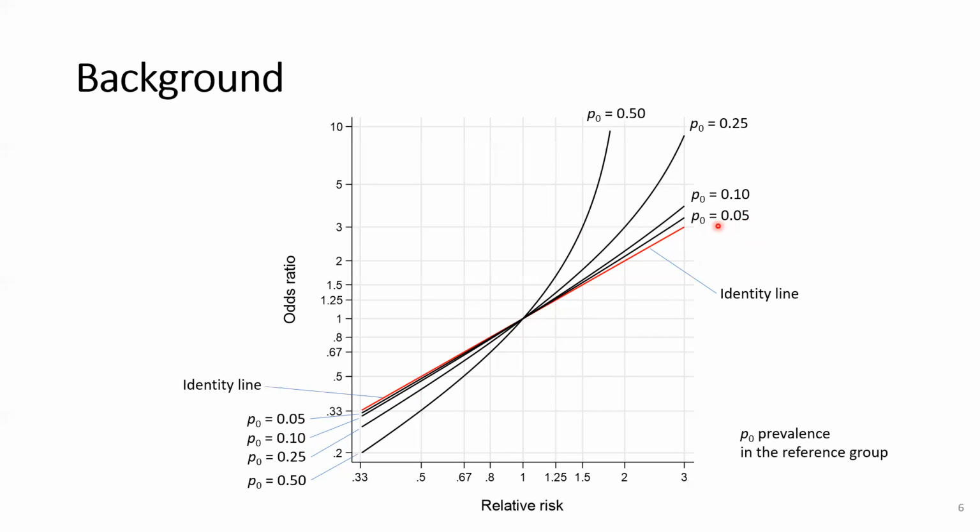When you look at this, when the prevalence is 5% or 10%, the curves are very close to this red line, which is the identity line, or the line where relative risk and odds ratio are the same. So this won't be a problem. But when prevalence is high, the values of relative risk and odds ratio start departing.